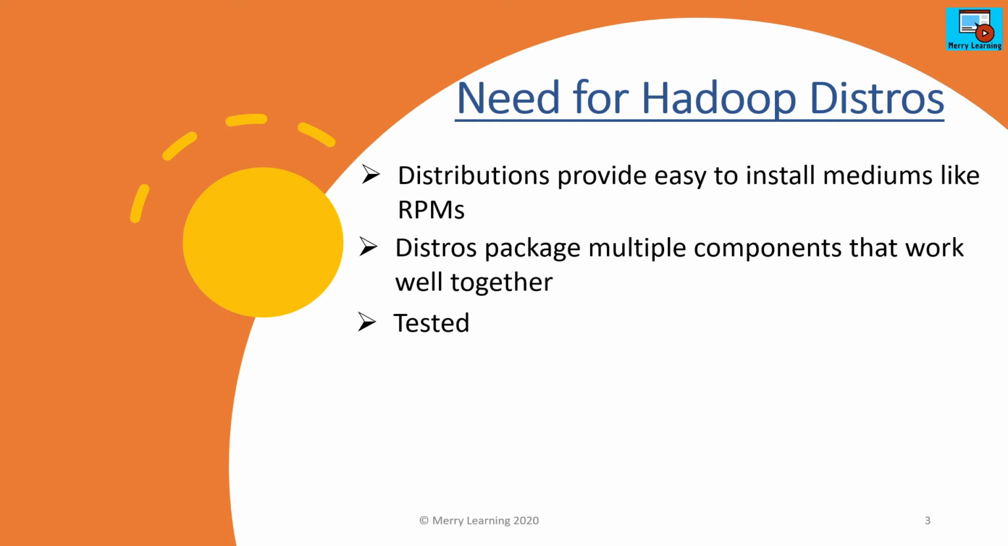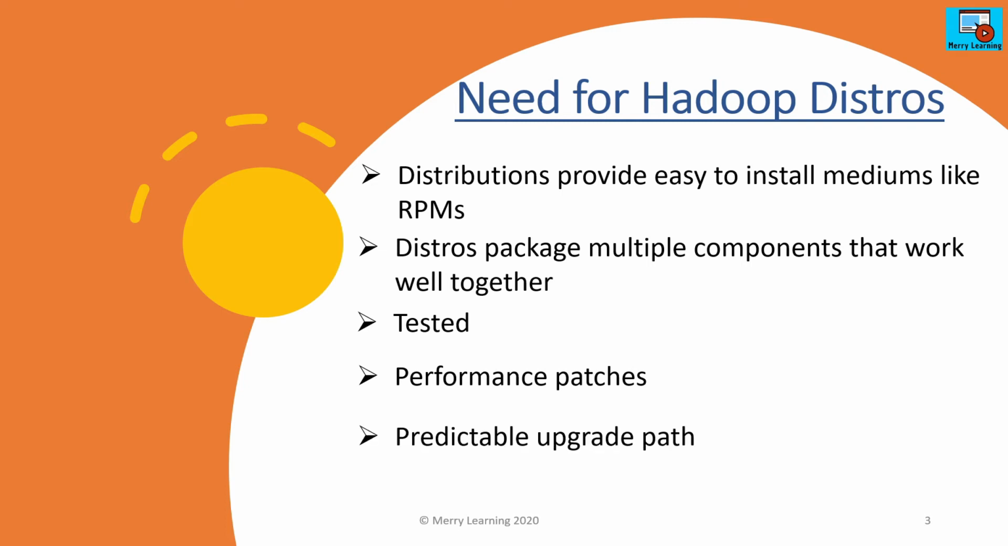The distributions are tested and verified on various criteria, and the vendors strive to ensure good quality components. Sometimes distributions lead the way by including performance patches to the vanilla version. Distributions have predictable product release roadmaps. This ensures they keep up with the developments and bug fixes. And most importantly, distributions provide support, which could be very valuable for a production critical cluster.